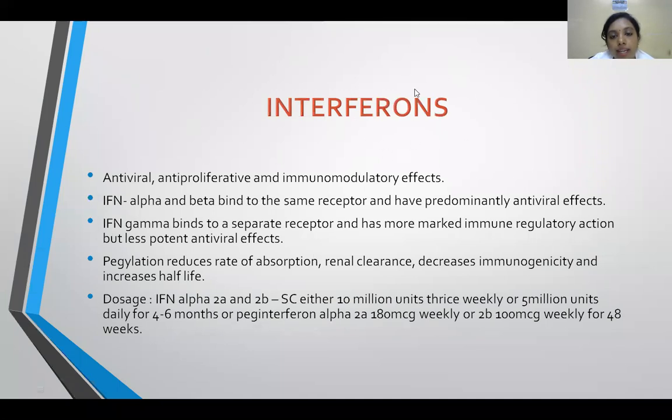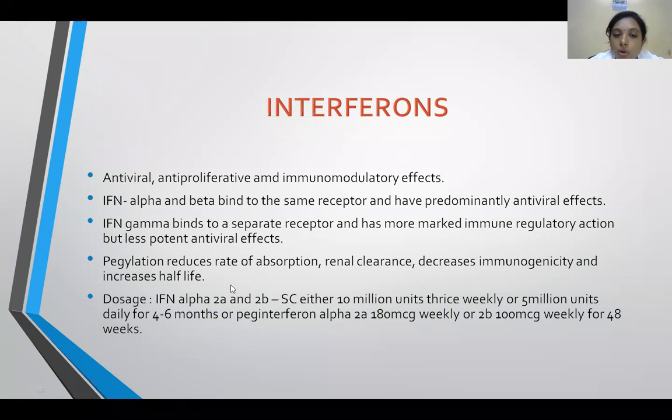First one, as I told you, is pegylated interferons or interferons. They have antiviral, anti-proliferative, and immunomodulatory effects. These are interferon alpha, beta, and gamma. Interferon alpha and beta bind to the same receptor and have predominantly antiviral effects. Interferon gamma binds to a separate receptor and has the most marked immune regulatory action and less potent antiviral effects. What does pegylation of interferon cause? It reduces the rate of absorption and renal clearance, decreases immunogenicity, and increases the half-life of the drug.